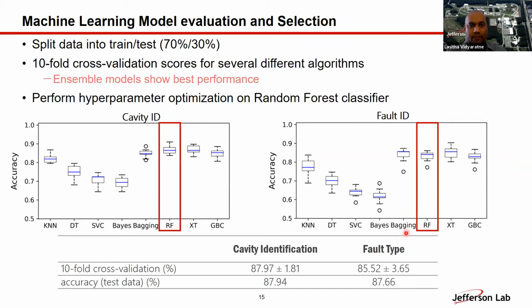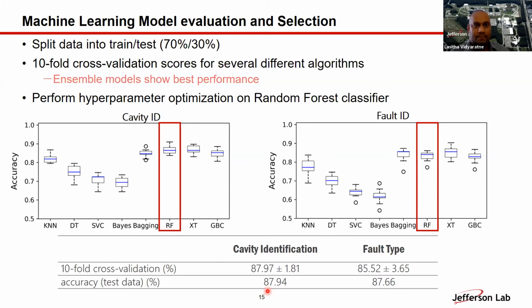And a summary of that for both tasks, identifying the cavity that failed first and the identification of fault type, are shown here. And interestingly, we see that ensemble models show best performance. And we choose a random forest of those models for us to proceed with constructing our system. And with that, we perform hyperparameter optimization as a second step for the random forest classifier. And then finally, we use the testing data to test and benchmark our whole pipeline. And this table basically summarizes our performance for the data set that we had.